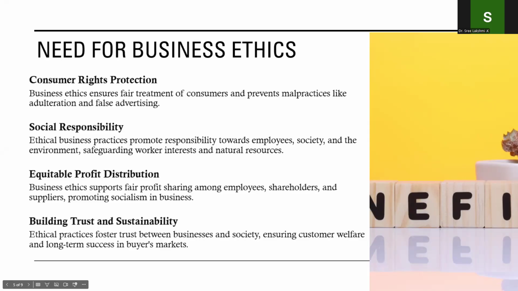A very important need for business ethics is the equitable distribution of profit. Business ethics supports fair profit sharing among employees, shareholders, and suppliers, hence promoting socialism in business. Building trust and sustainability: ethical practices foster trust between businesses and society. It ensures customer welfare and long-term success in buyers' markets.